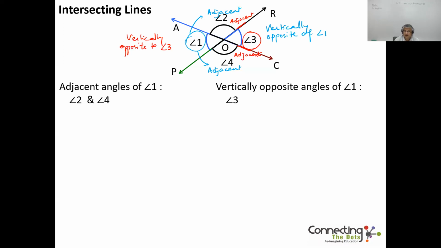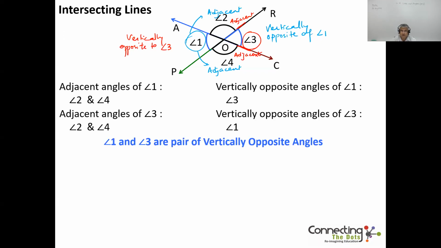Got it? So angle 3 is vertically opposite to angle 1, and angle 1 is vertically opposite to angle 3. So we have a pair, 1 and 3, 3 and 1. They are called a pair of vertically opposite angles.